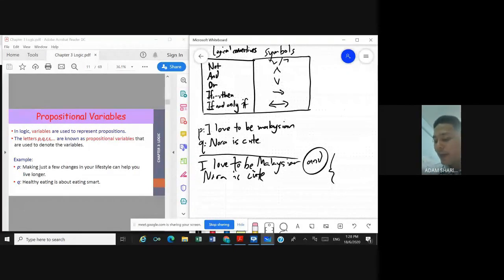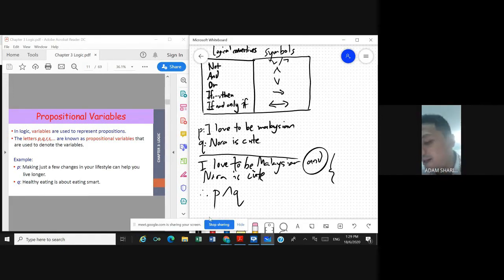If I want to combine I love to be Malaysian and Nora is cute, then it can be simply stated as P and Q. Very easy. And the skill to change the English sentence into logical representation is needed. The skill to change from English to logic symbol. Okay, that is very needed.